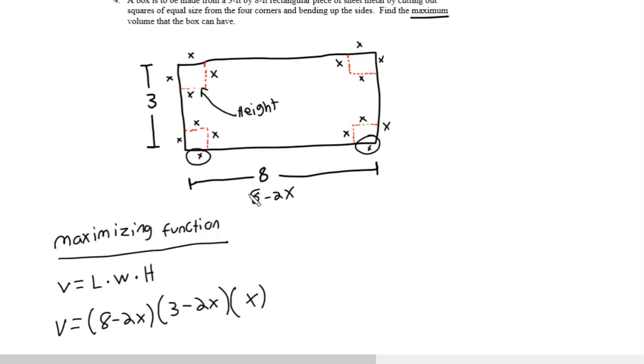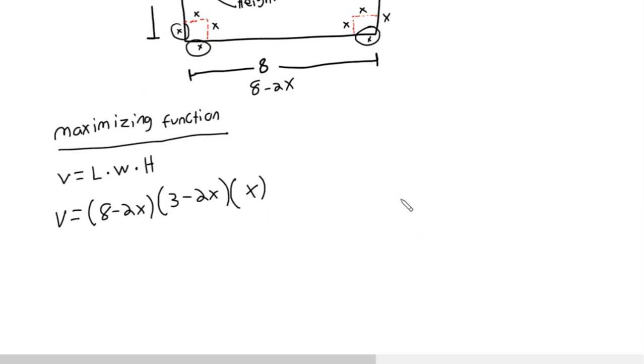Then again, for the width over here, this x will be cut off, and this will be cut off because both of these squares will be getting cut out. So this over here will be 3 minus 2x. Okay, and then my height, because once this gets cut off, this inner portion right here is going to get pulled upward. So my height is just going to be this part. It's going to be just x as my height. Okay? So that's my volume function.